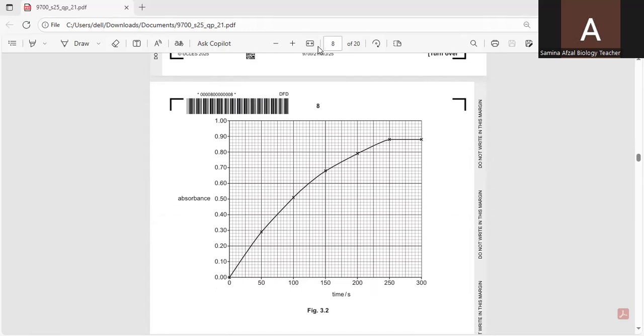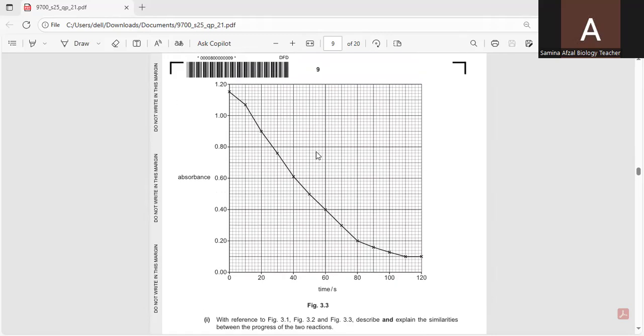In the presence of DOPA oxidase, the absorbance is 0 when the reaction starts, and then it increases and reaches the maximum after 300 seconds. It reaches a maximum level of 0.90. So it starts very fast and then ends slowly. Moving towards the other graph, 3.3, in which the nuclease enzyme has been used instead.